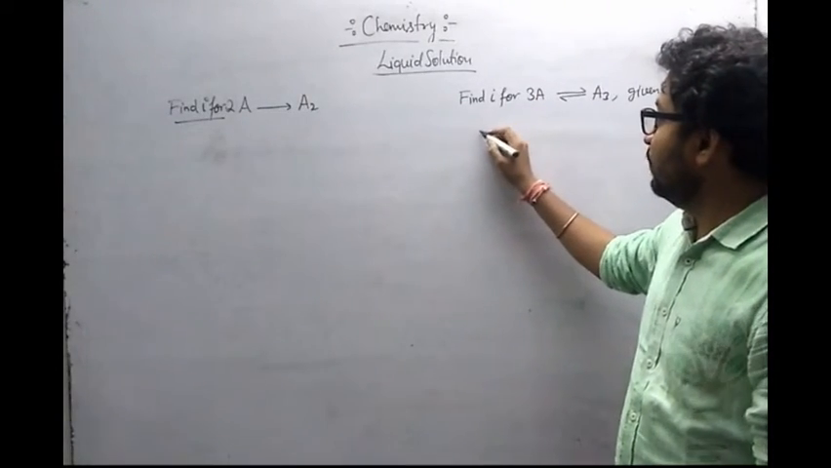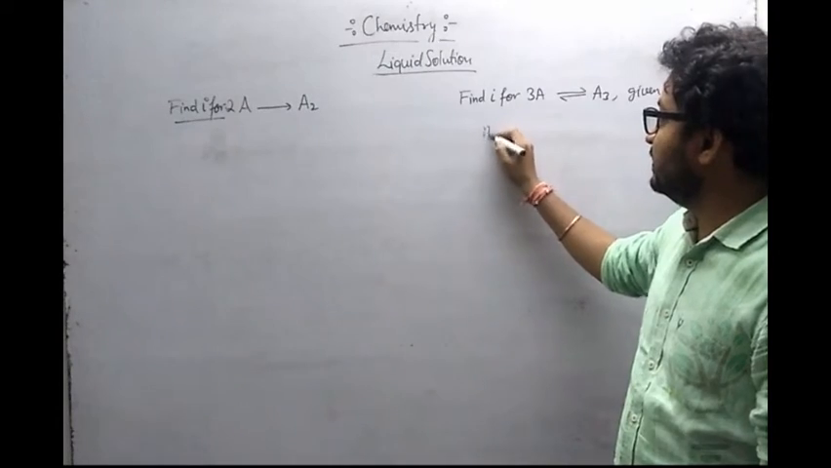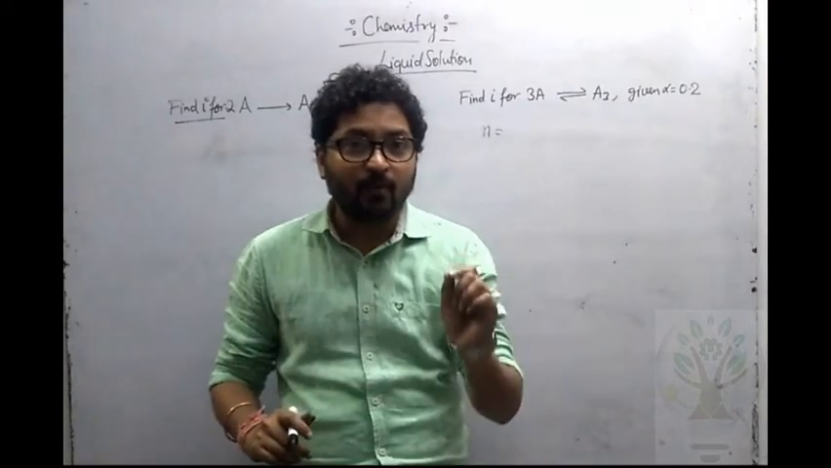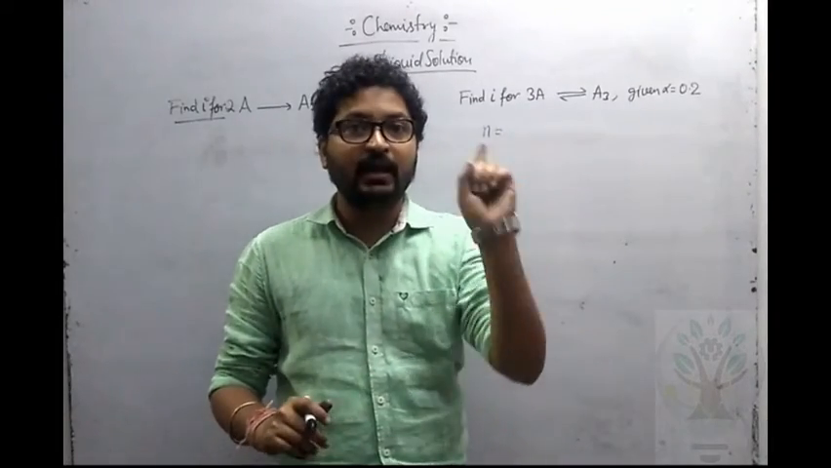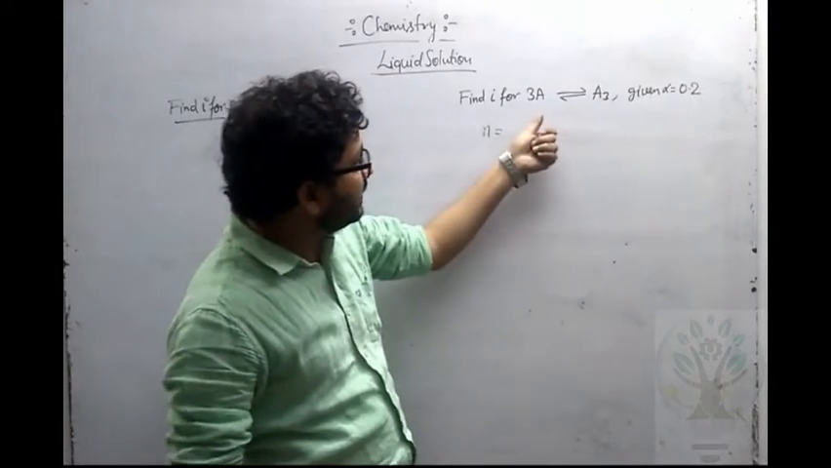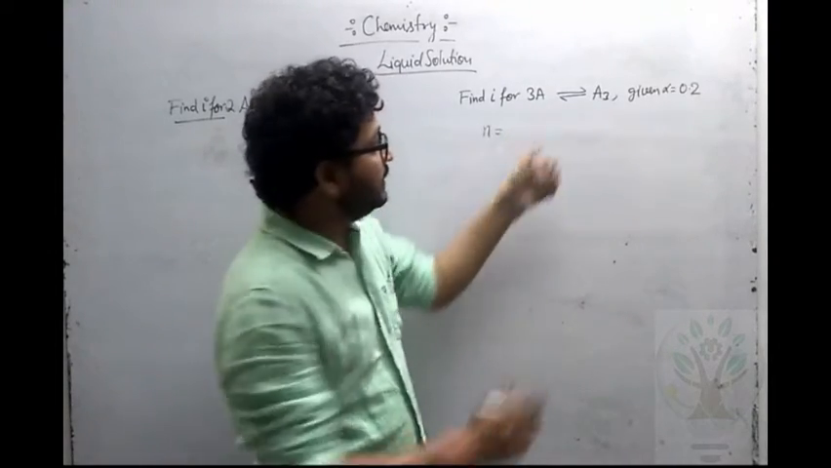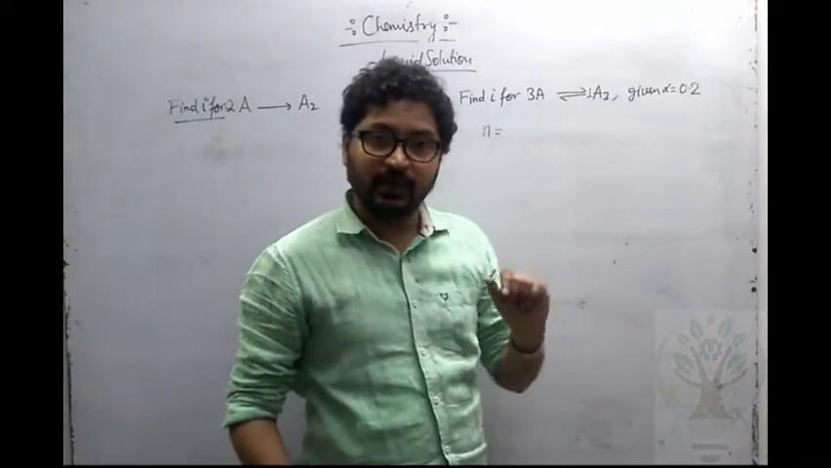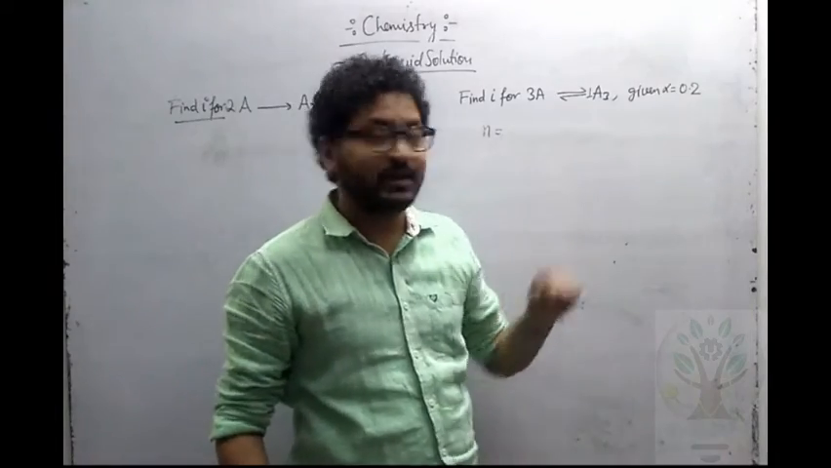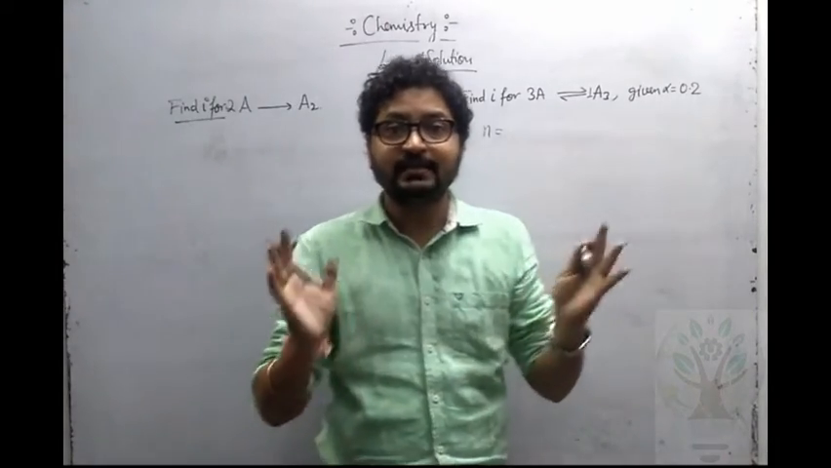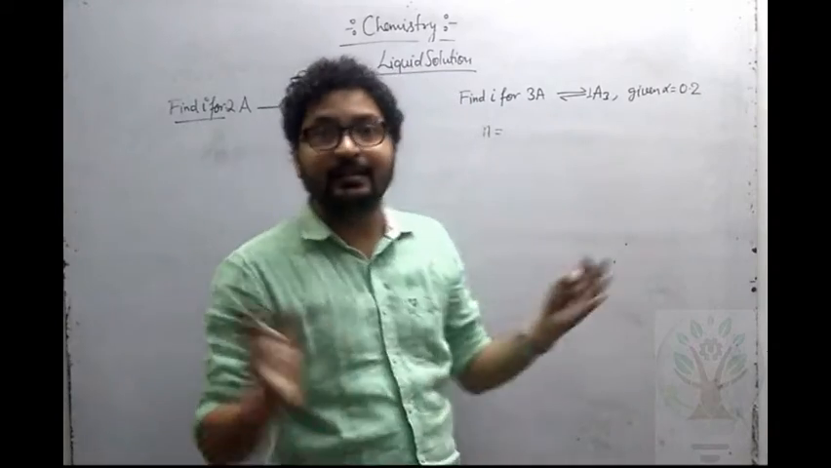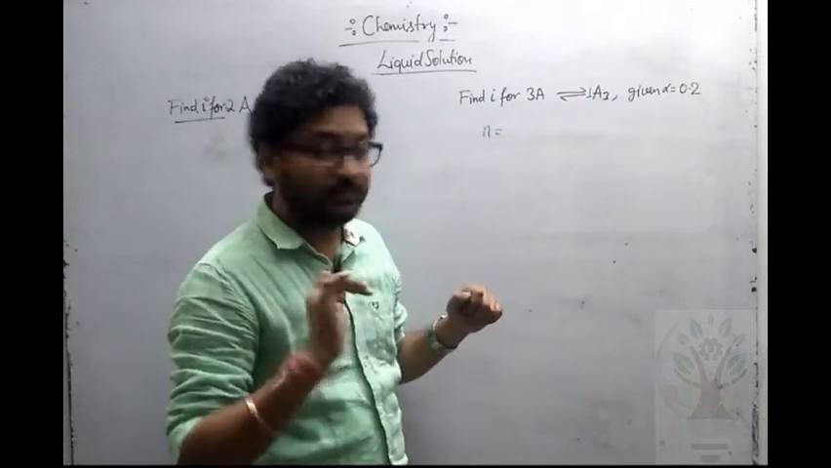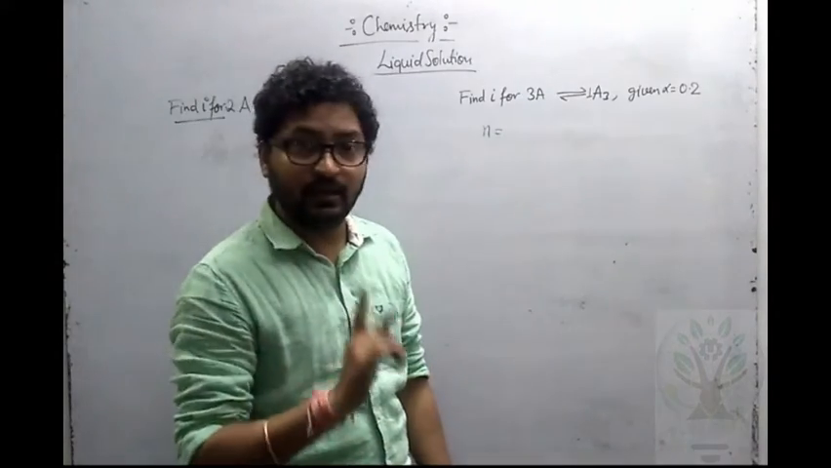Here, can you tell me what is the value of n? What will be the value of n here? N means particles produced by 1 particle of solute. See here what is happening. 3A are producing 1A3. 3A मिलकर के एक A3 बना रहे हैं. Okay? तो ये एसोसिएशन हो रहा है या डिसोसिएशन हो रहा है? Is it association or dissociation? It is association. अब ये लोग टूट नहीं रहे हैं. They are getting combined. ये लोग जुड़ रहे हैं. तो 3A से मिल रहा है 1A3. Okay? So it is association, not the dissociation.